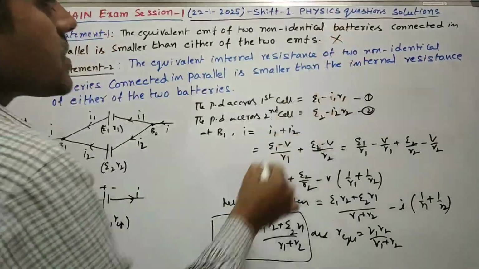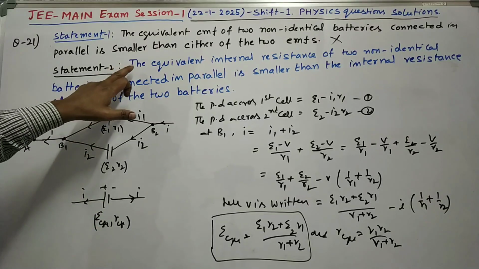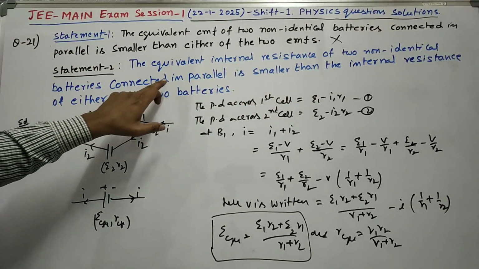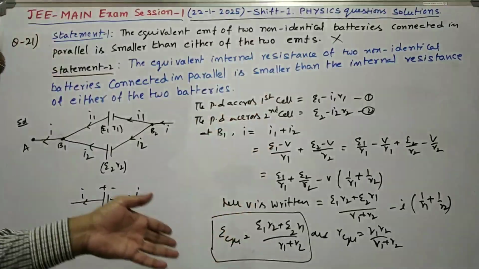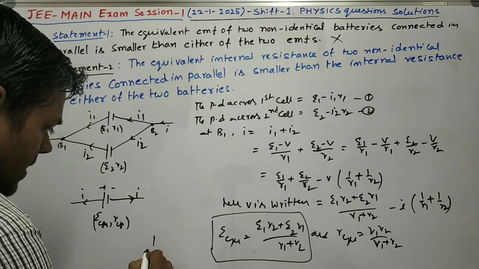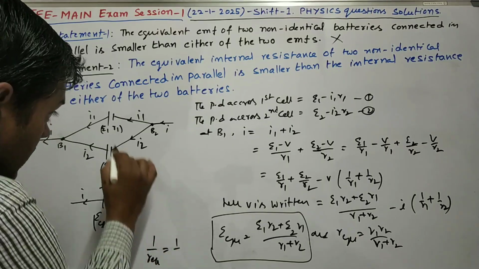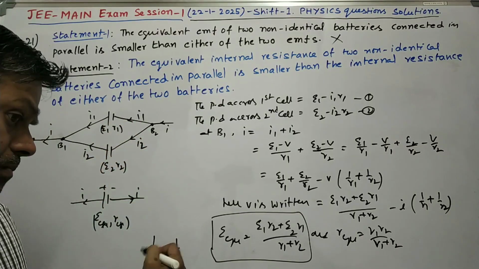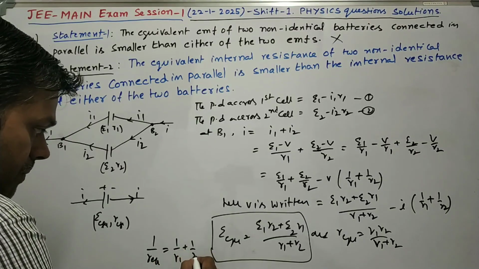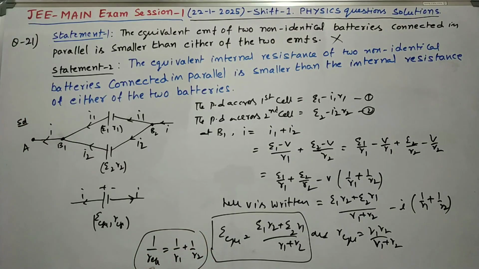So this statement is wrong. The statement is, the equivalent internal resistance of two non-identical batteries connected in parallel is smaller than either, isn't it? It is correct. Why? Because R1 and R2 are both in parallel. So in a parallel combination of resistors, 1 by R equivalent is equal to 1 by R1 plus 1 by R2. That means the resultant internal resistance is less than any one of the individual. Okay, so this statement is correct. Okay, that's it.